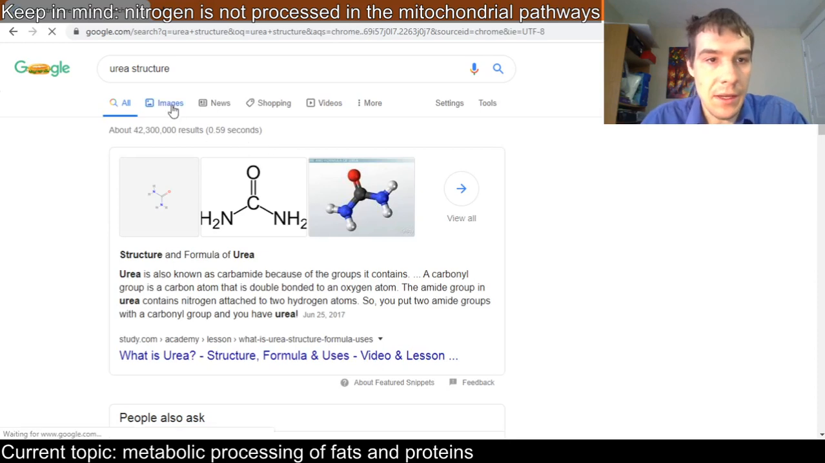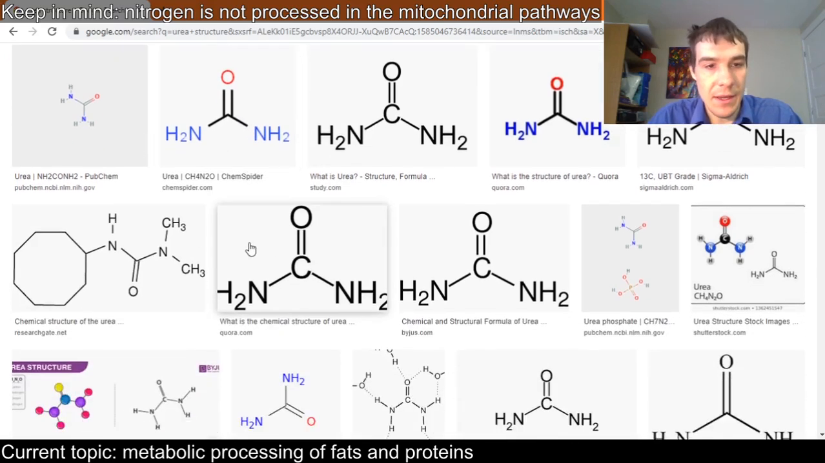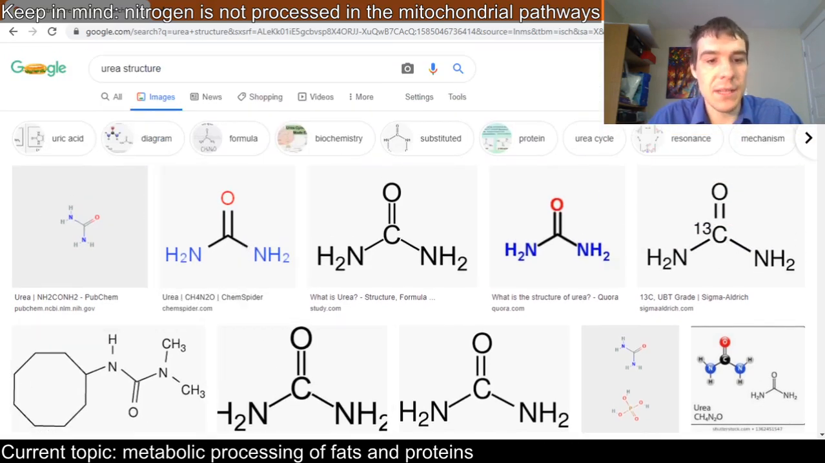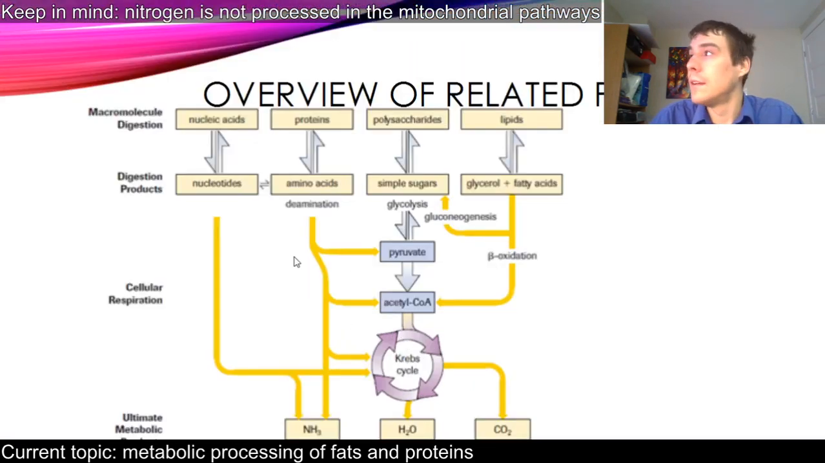urea images. This is urea. So you see that it's carrying two of those NH2 groups, and this ketone on it kind of helps it dissolve in the water and makes it a bit less toxic on the way out. Yeah, we'll talk more about urea when we talk about kidney function in the homeostasis unit that's coming up.